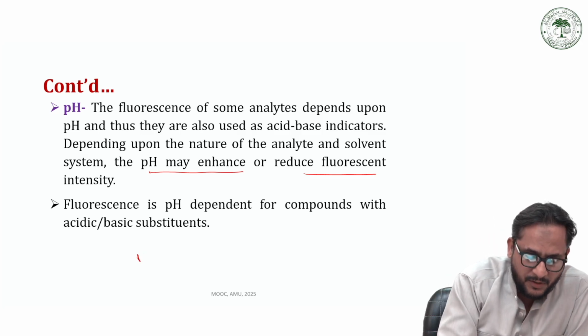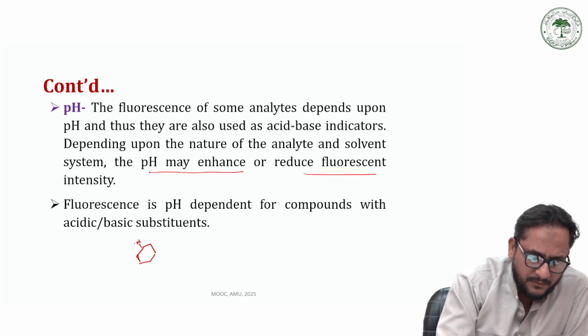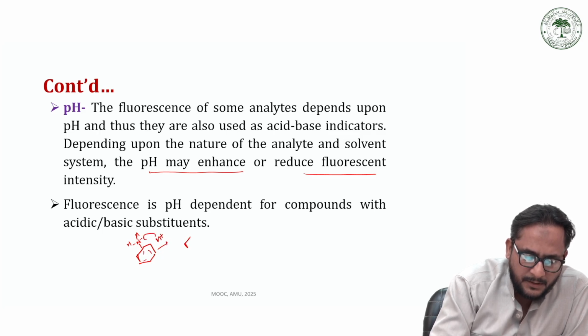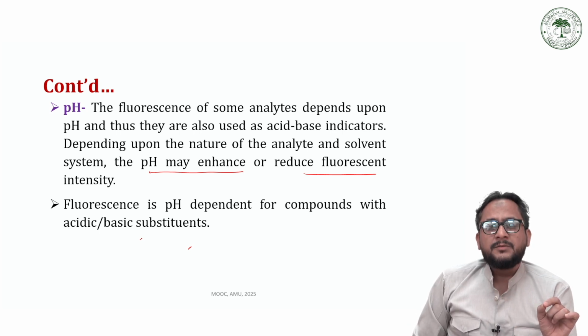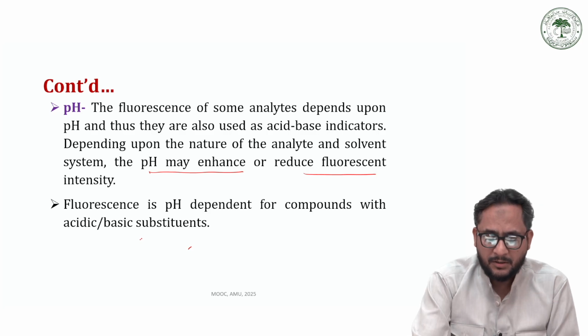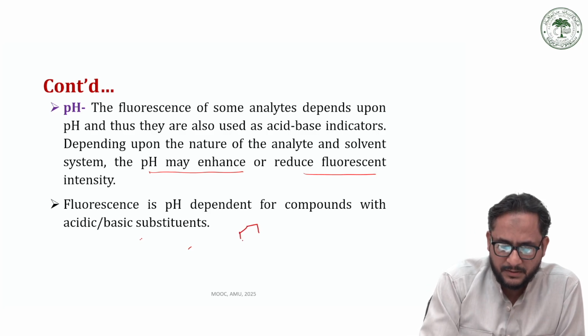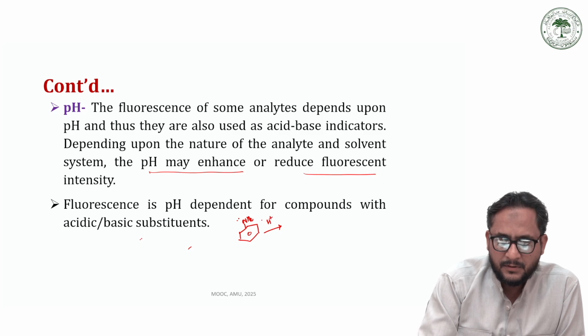Why? Because, for example, if you have a sample which has a lone pair of electrons, just like in this particular case, we have a lone pair of electrons. If it is present in an acid, the acid will donate its proton, and it will form this species, because under acidic condition the proton is released by the acid and is taken up by the non-bonded electron pair. For example, in this particular case, since aniline has a lone pair of electrons, if the solution is acidic, it will take up the proton.